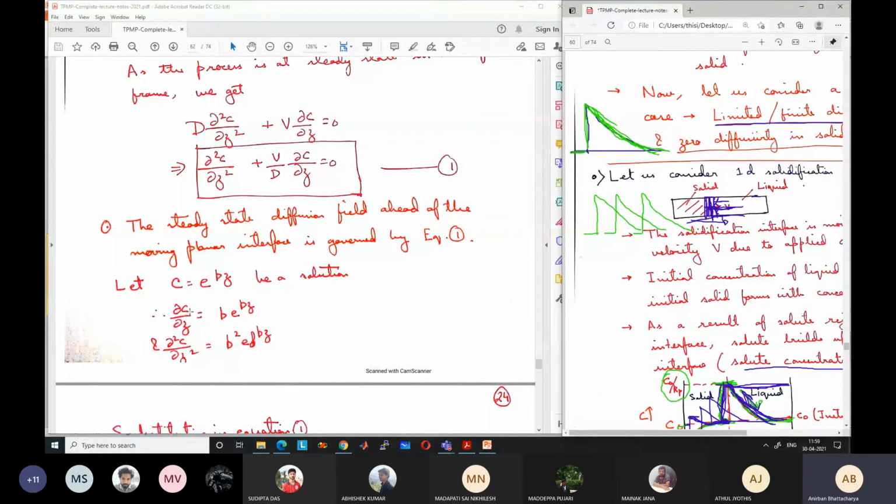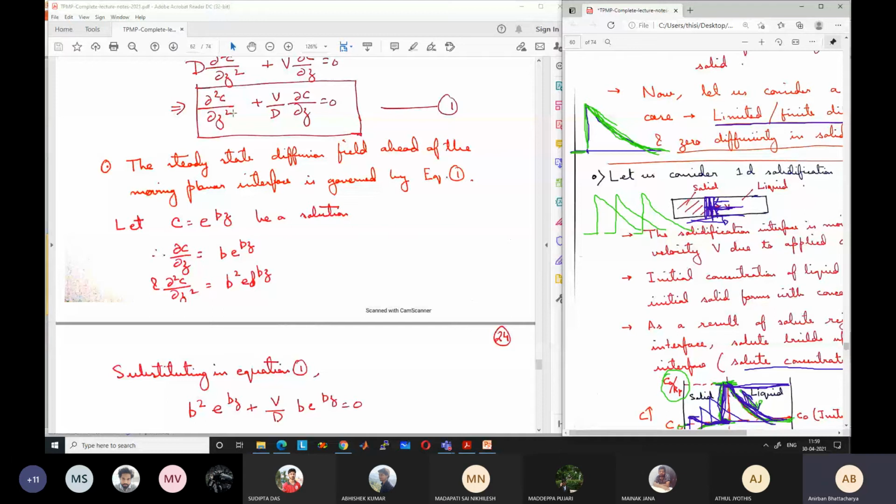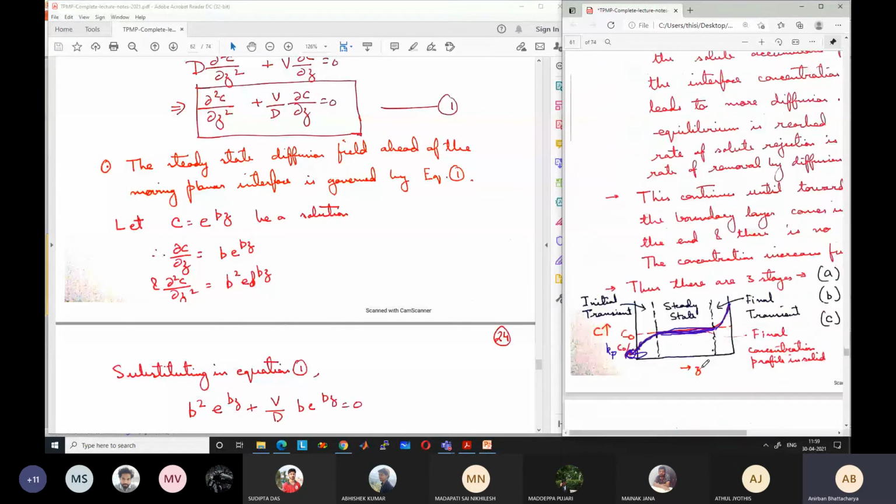Therefore the first derivative, we can write dc dz instead of del c del z, because it's just variation with respect to z. So dc dz is equal to b e to the power bz, and d square c dz square is b square e to the power bz. Now if we substitute these two in this relation, we obtain b square e to the power bz plus v by D b e to the power bz equal to 0.